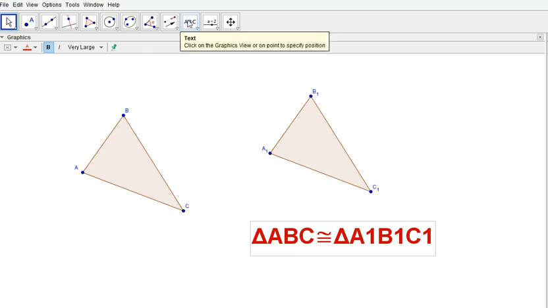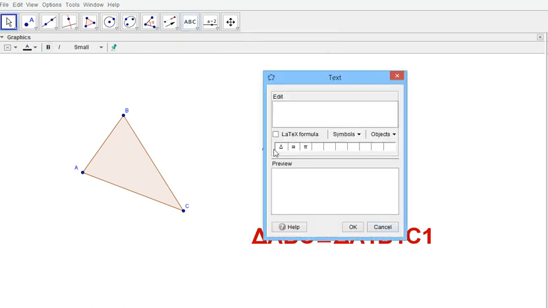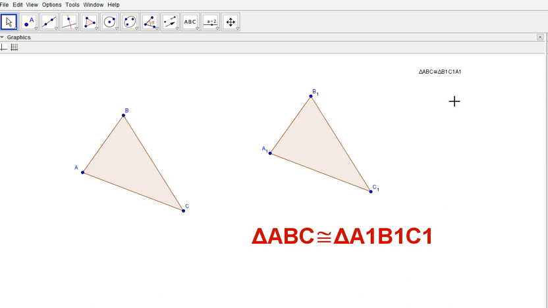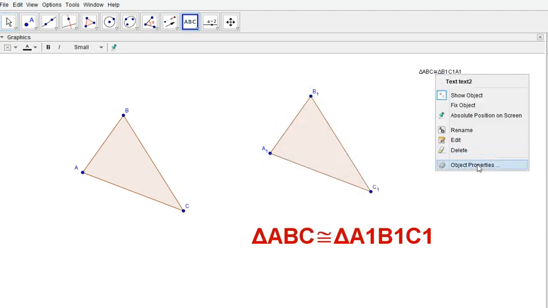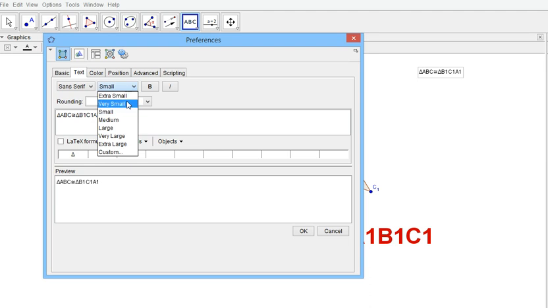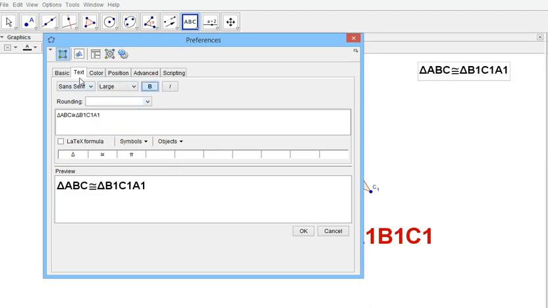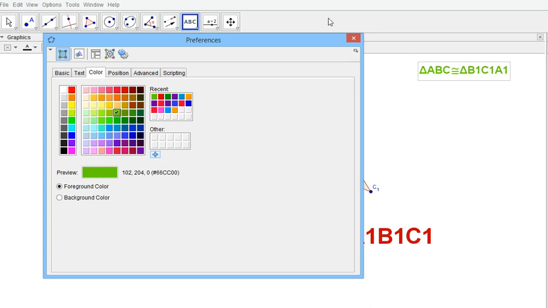Let's suppose I wanted to say triangle ABC is congruent to triangle B1, C1, A1. You say, well, that would be correct because B1, C1, A1, that's just another way of naming the same triangle, right? And hang in there a minute. Let me make this Object Properties, Text, large, bold, and color green.